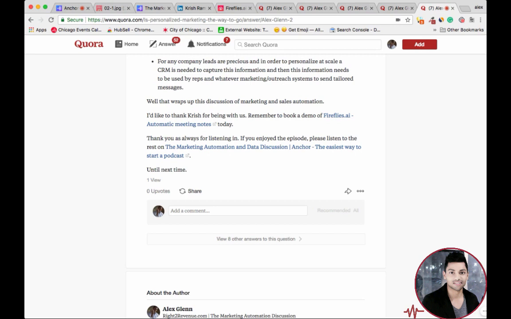And in order to personalize at a scale that's going to be larger than 10 people, 20 people, 30 people, you're going to need to have all this information captured in a systematized way so that your reps can refer to it when they're doing their own outreach, and your marketing automation systems can use it to send tailored messages as well.